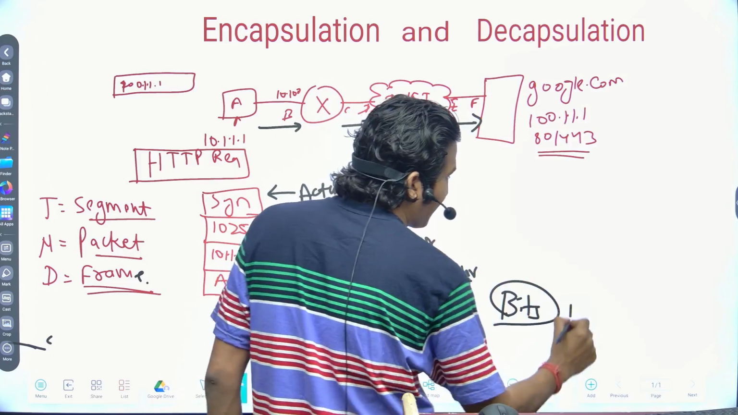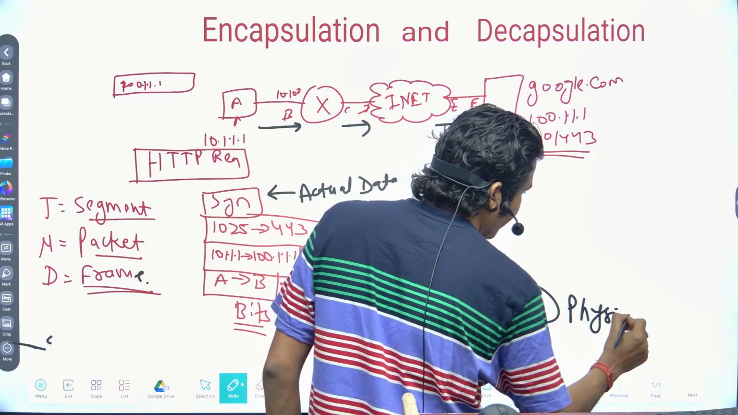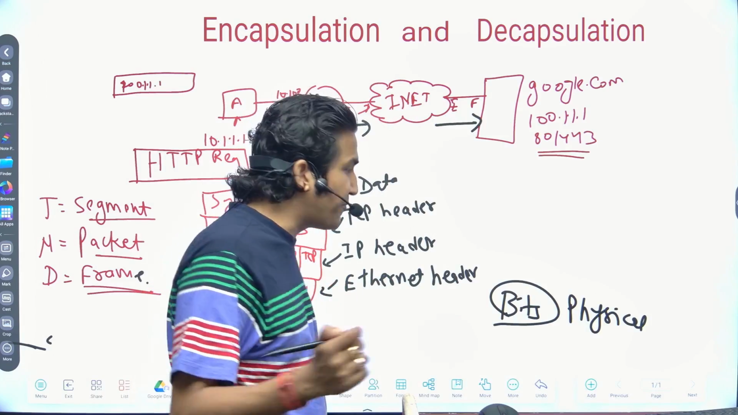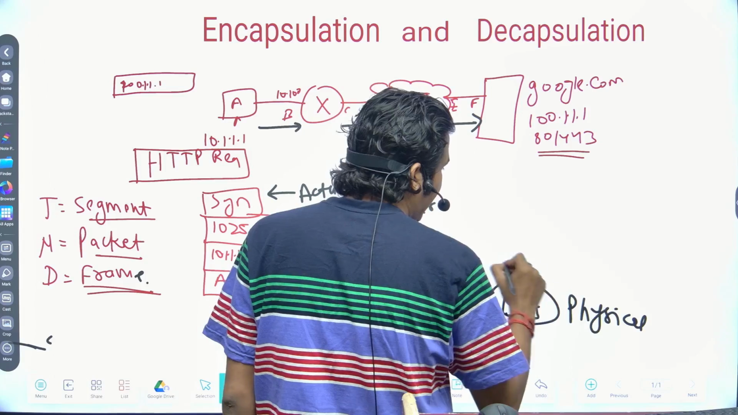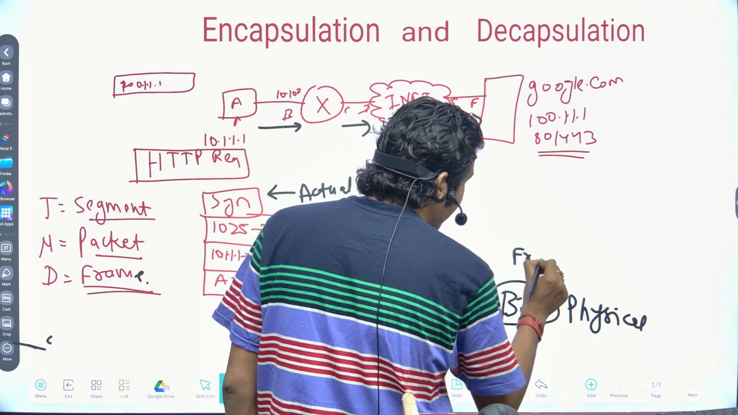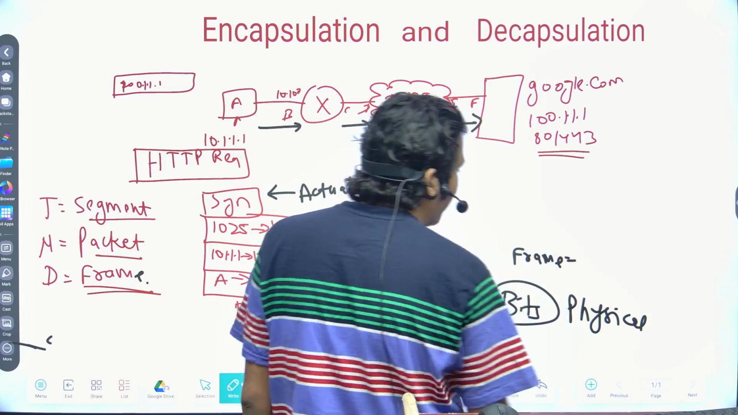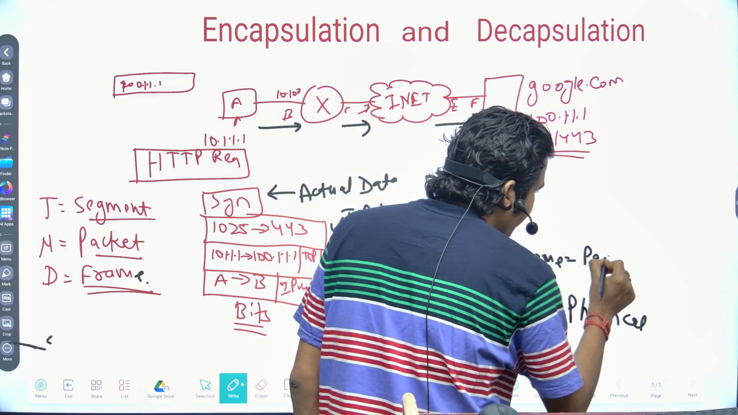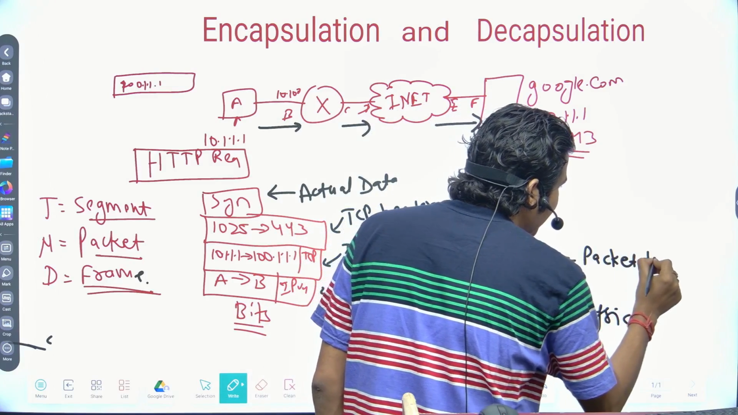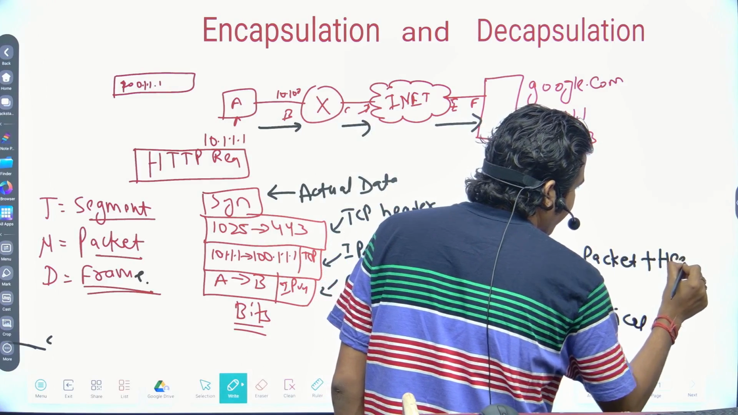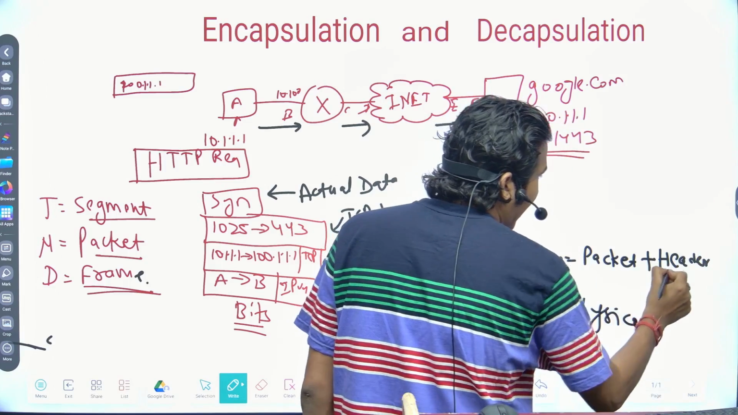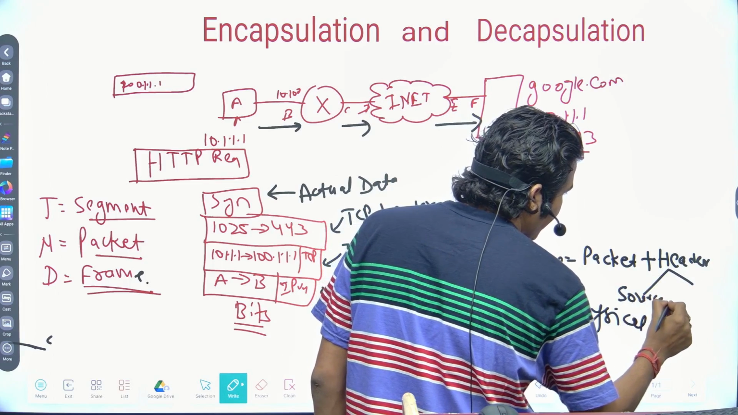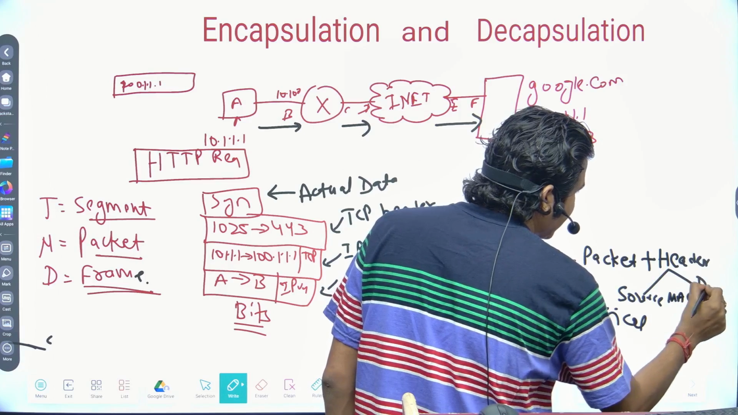At which layer? At the physical layer, right? Then the physical layer is going to convert bits into a frame, right? And then it will hand over to the data link layer. The data link layer is going to receive what? Frame, and it will open the frame. Inside the frame there are two things: packet plus header, and in the header, source MAC and destination MAC are there.